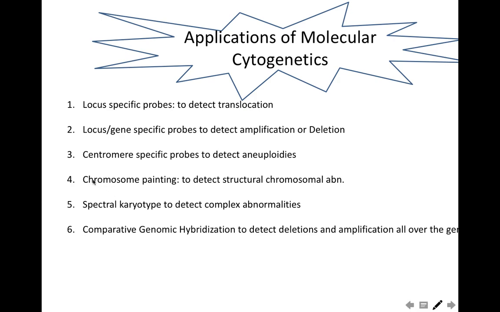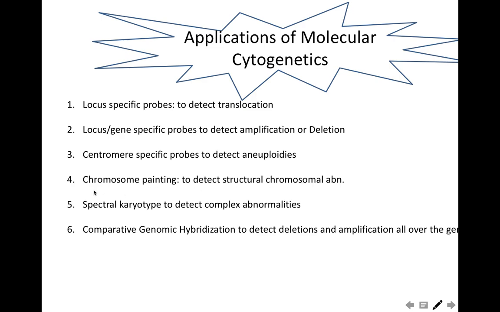You can have the probe directed to a locus like here or centromere, or you can have the probe which can cover the whole chromosome, in which case the whole chromosome will light up with fluorescence, and so it is called chromosome painting, and it is very helpful to detect structural chromosomal abnormalities.